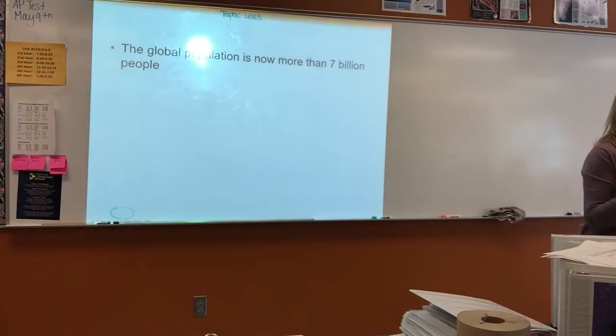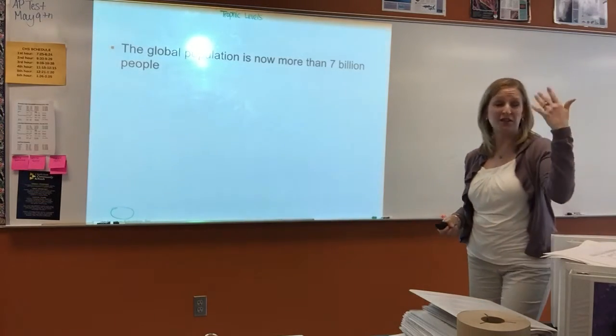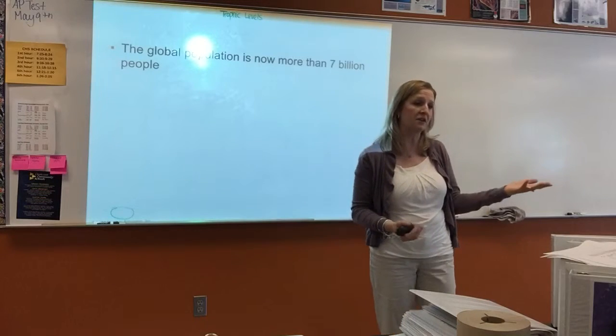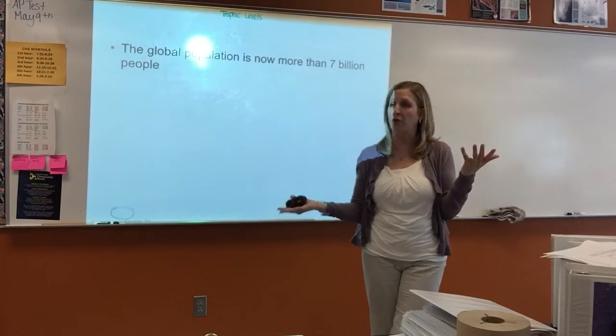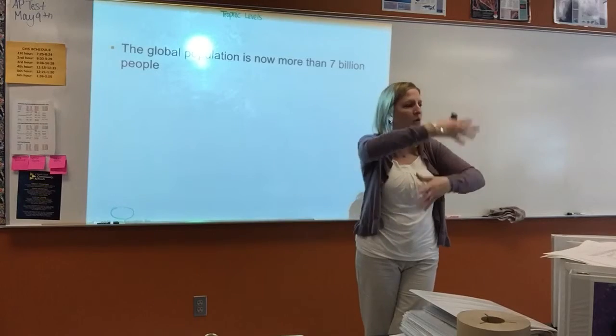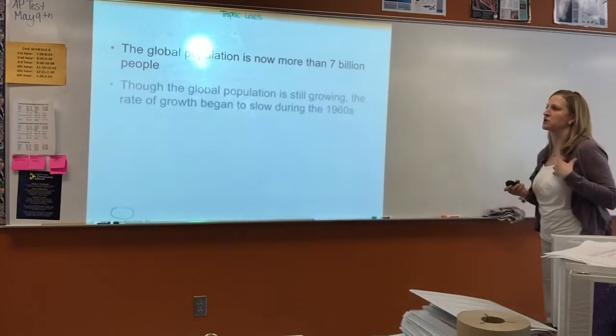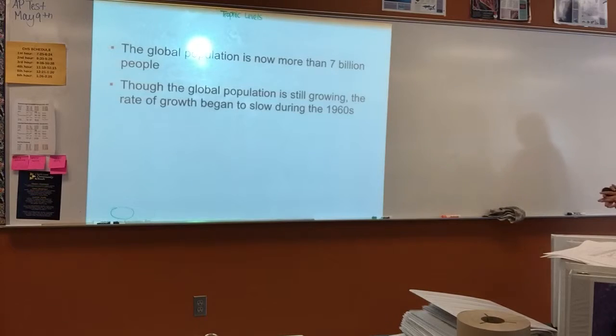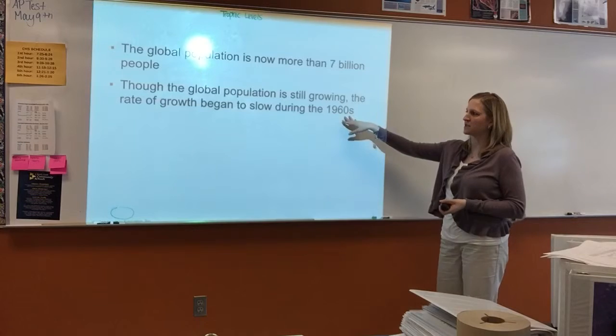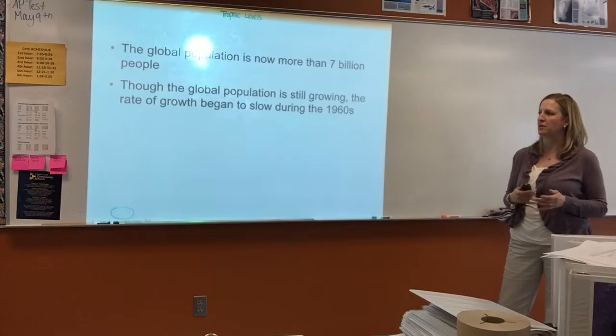Overall, the rate has slowed on Earth, but we have different pockets or different populations. If we talk about the Earth as a whole, we have one human population, but we really have different populations in different countries. In some countries, the rate of growth is much faster, and in other areas of the world, the rate of growth is much slower, but we're looking at it globally, so all of those countries put together. Though the global population overall is still growing, we have begun to slow as a whole.